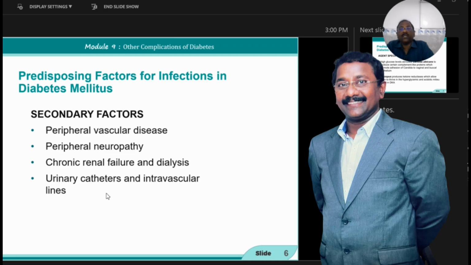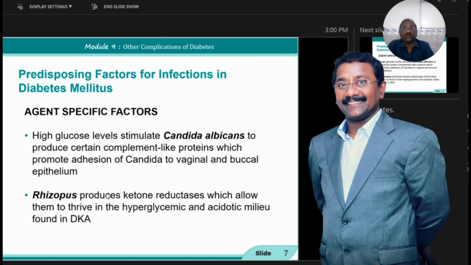And definitely the urinary catheters and intravascular lines, your IV lines or your central lines, these are all entry points for the organisms into the body. So if you do not follow aseptic precautions, definitely more and more infections will enter into the body. So these are the factors responsible for the entry of the organisms into the body in a diabetic individual. When the blood sugars are very, very high, even the small bacteria will behave like a very big bacteria in the presence of high sugars.